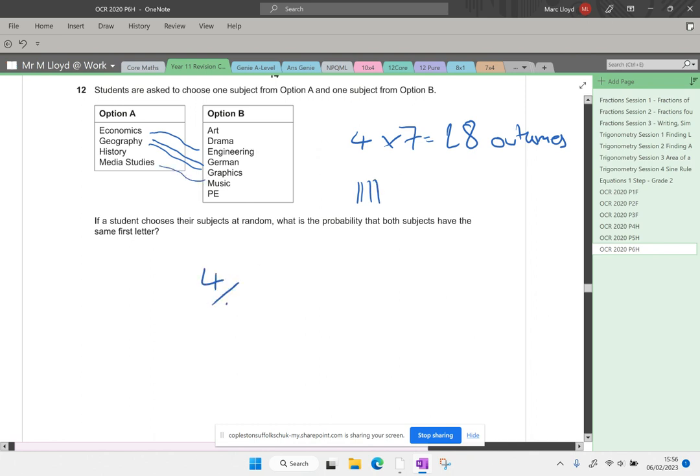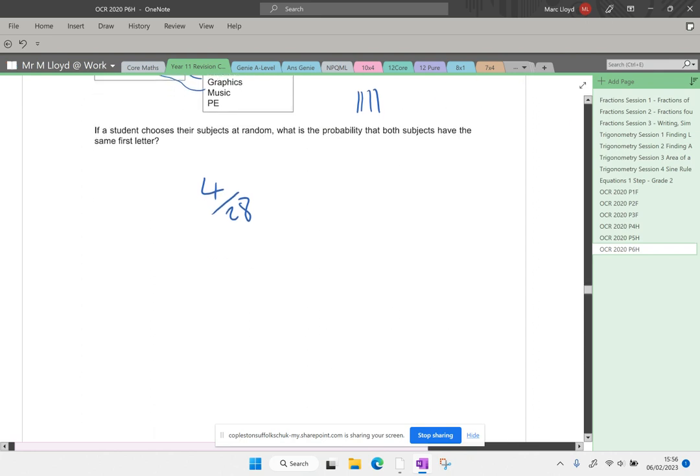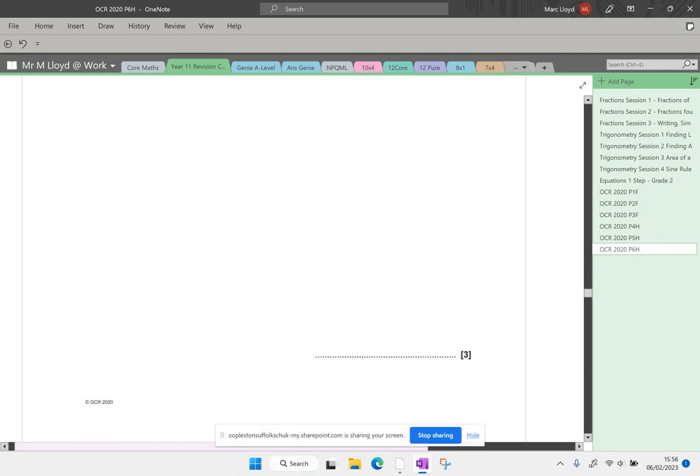So it's 4 over 28. I'm actually going to leave it. I'm not going to change it. It doesn't ask for it in its simplest form, so 4 over 28 will do for me.